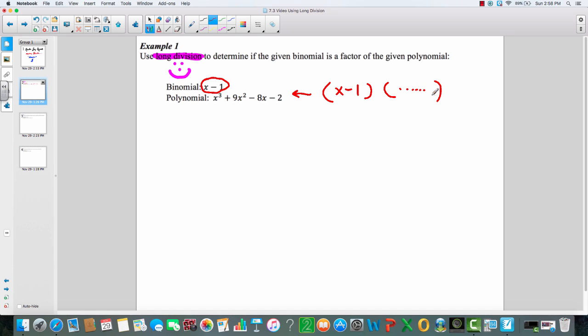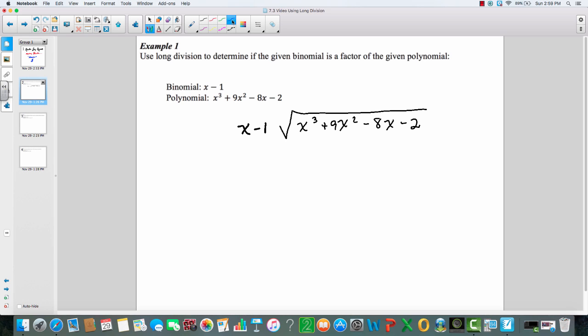Now, we can use long division to figure out if this is actually the case. Can this polynomial be factored where this is one of the factors? We're just going to do long division, and if the remainder is 0, then it's a true statement. If it goes in cleanly, then it's certainly a factor. So let's give that a shot. I've set up my long division, and I'm going to work it out right now.